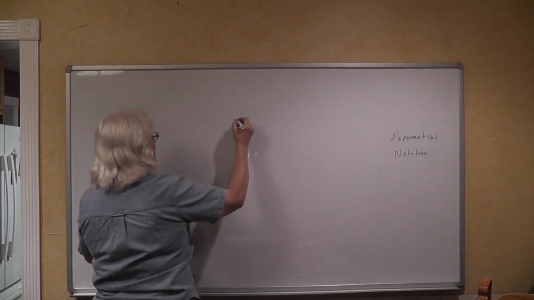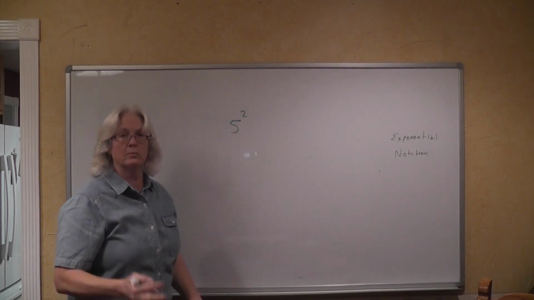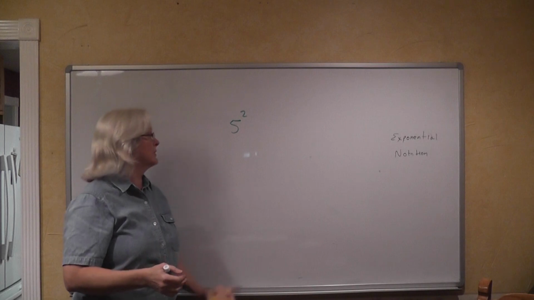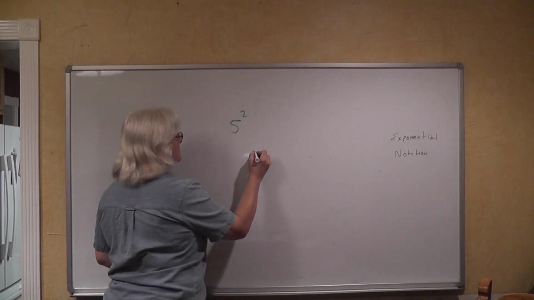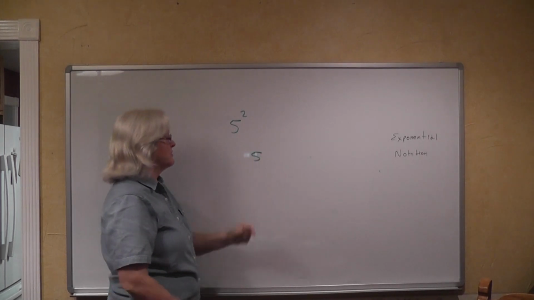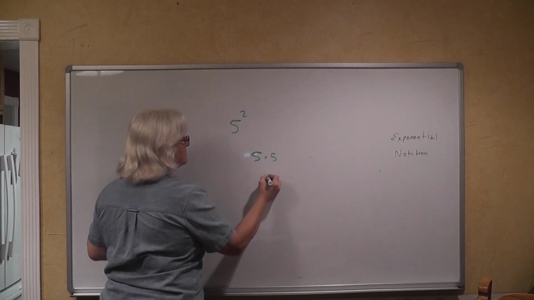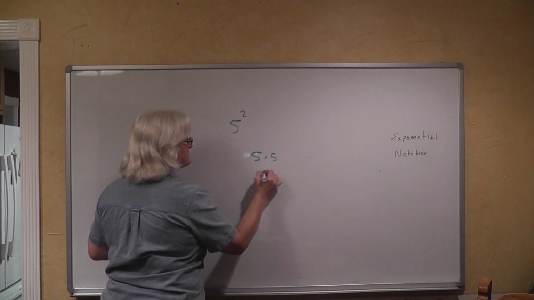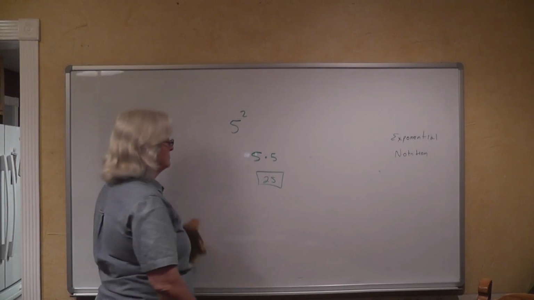So if we have 5 squared, the 2 can be read 5 squared most commonly. The base, what's the base? The base is 5. What's the exponent? The exponent is 2, so that means use the base as a factor 2 times. And 5 times 5 is equal to 25.